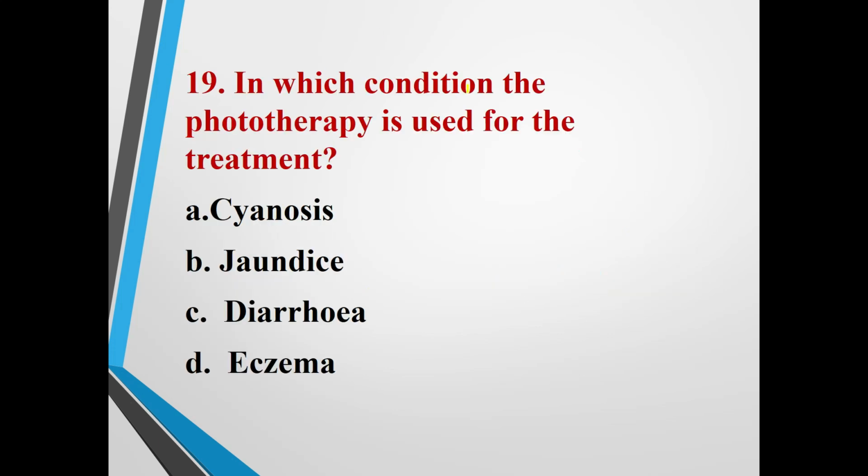Next question. In which condition is phototherapy used for treatment? Options: A, cyanosis, B, jaundice, C, diarrhea, D, ischemia. Answer is option B, jaundice.